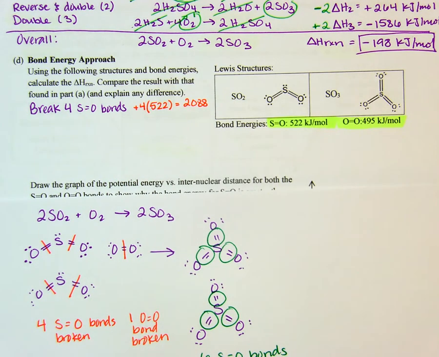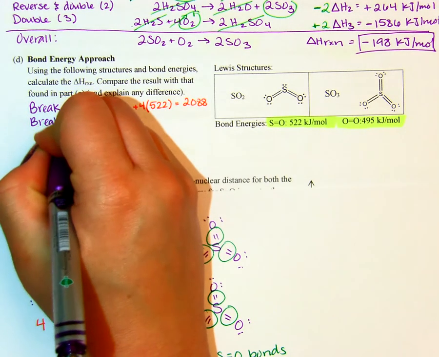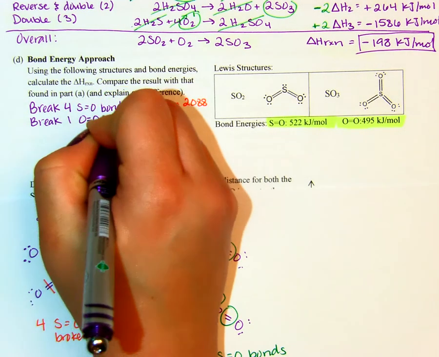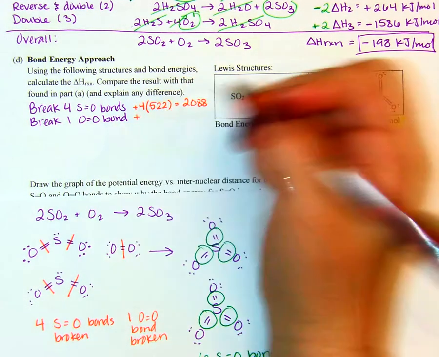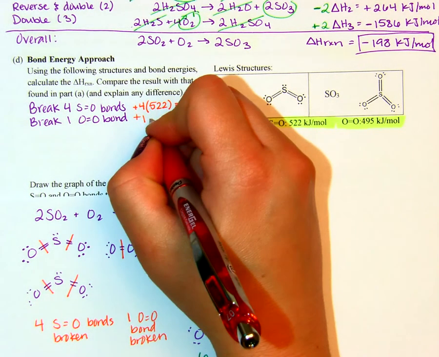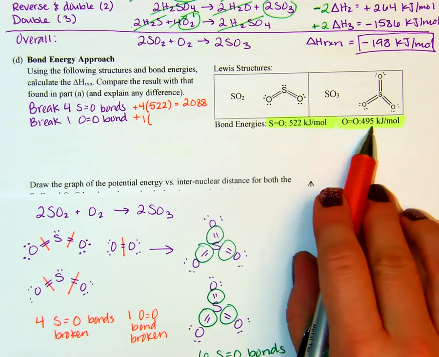Okay, next up, let's look at our oxygen. We broke 1 oxygen bond. 1 O2 bond is broken. So we break 1 oxygen bond. And again, that's positive because it's endothermic for breaking bonds. We have to put energy in to do that. And the oxygen-oxygen bond is 495 kilojoules per mole.